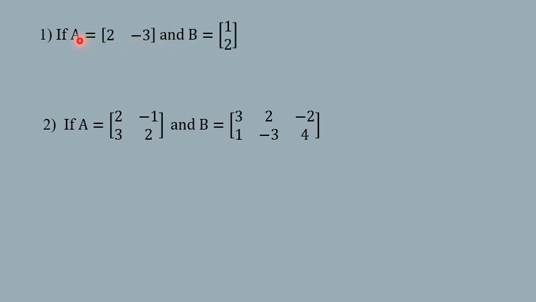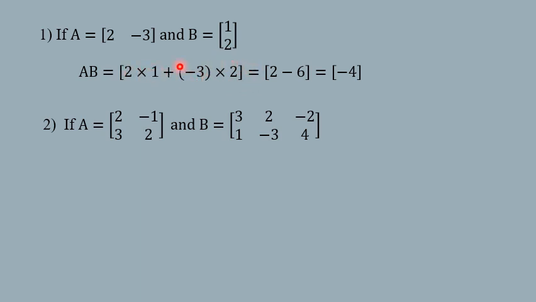So in example number 1, the number of columns in A, that is 2, and the number of rows in B, that is 2. That means the number of columns of A is equal to the number of rows of B. So it is possible to find the product AB, and the order of AB is 1 by 1 because the number of rows in A is 1 and the number of columns in B is 1.